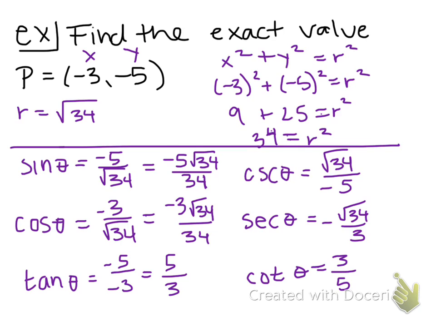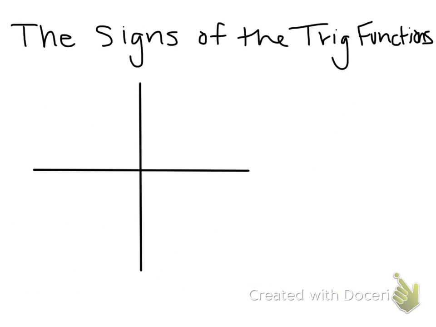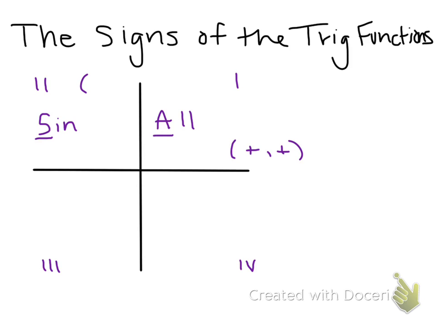Now moving on to one other topic, and this is going to be the signs of the trig functions. Obviously we have our quadrants 1, 2, 3, 4, and all trig functions are positive in quadrant 1. Let me back up. The reason all 6 trig functions are positive in quadrant 1 is because x, y, and r would all be positive. In quadrant 2, x is negative and y is positive, and that's why sine is positive in here, which means cosecant would also be positive.